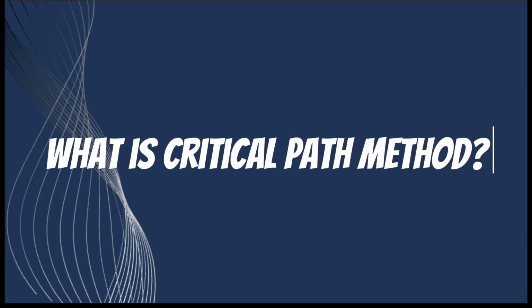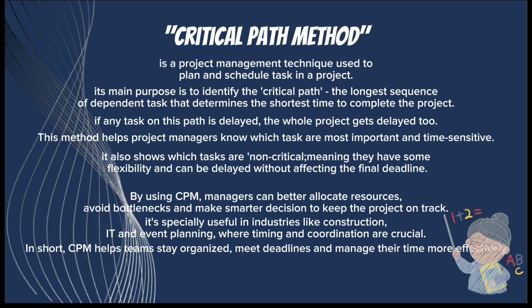So, to start the topic, what exactly is the critical path method? CPM is a project management technique used to plan and schedule tasks in a project. Its main purpose is to identify the critical path, the longest sequence of dependent tasks that determines the shortest time to complete the project. If any task on this path is delayed, the whole project gets delayed too. This method helps project managers know which tasks are most important and time-sensitive.